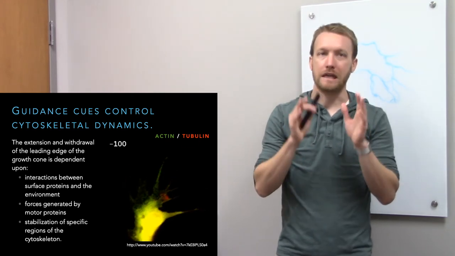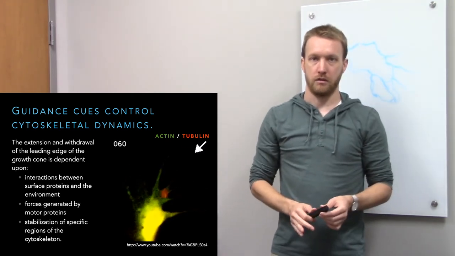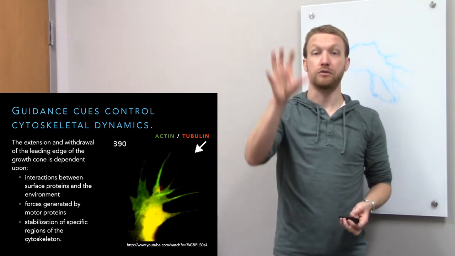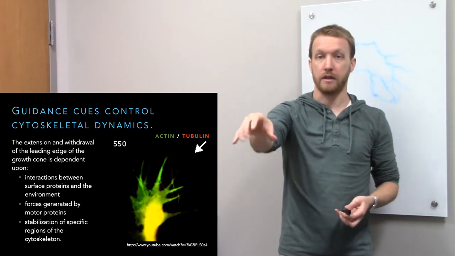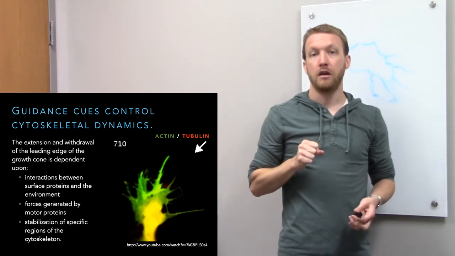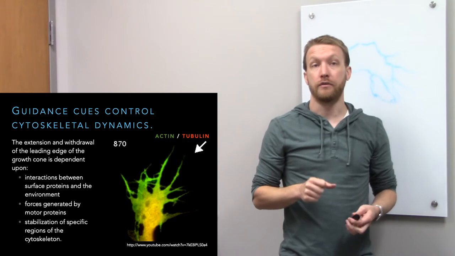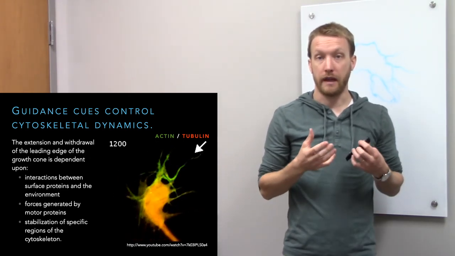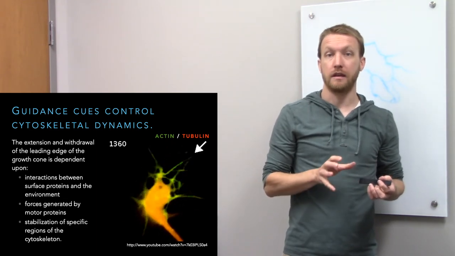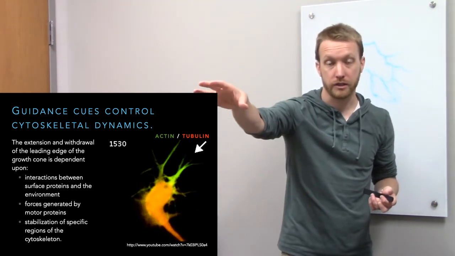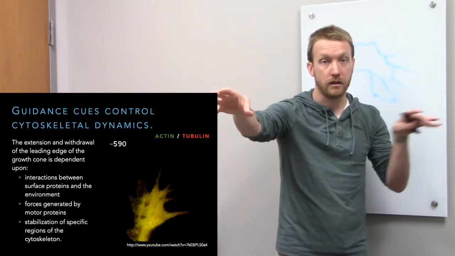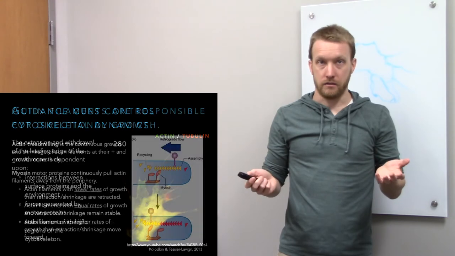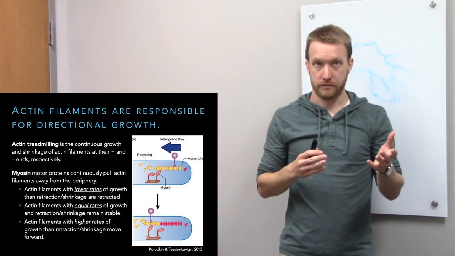The way that guidance cues are going to work is by either being very local surface proteins to which the growth cone can stick. That way it can pull itself in that direction. Or they're going to affect the stability of actin filaments so that they can elongate further in one direction, but they tend to fall apart in another direction. So it's all about actin as far as moving that growth cone around.